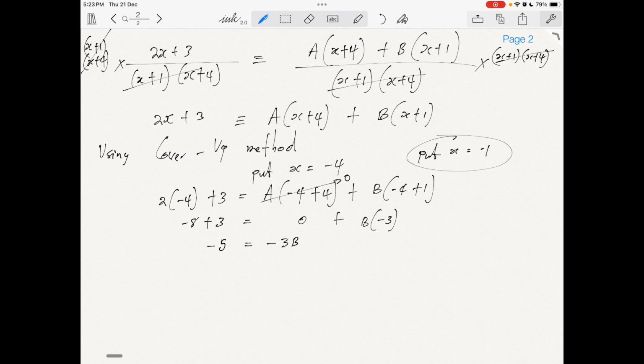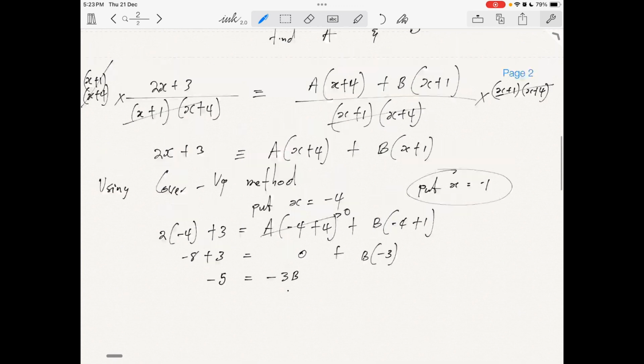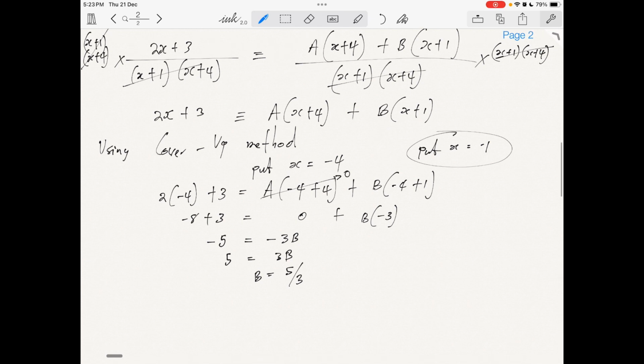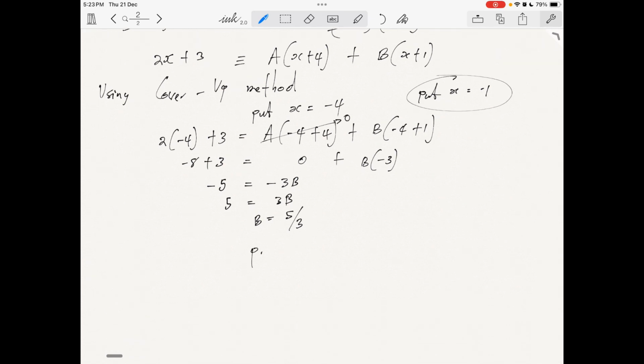So that means we're saying that -5 is equals to -3b, and our b, dividing both sides by -3, is equals to 5 over 3. Now we have solved for b. Now let us solve for a. Now that means we want to put x to be equals to -1. So when we put x into -4, we are solving for b. And when we put x into -1, we are solving for a, just for clear understanding.